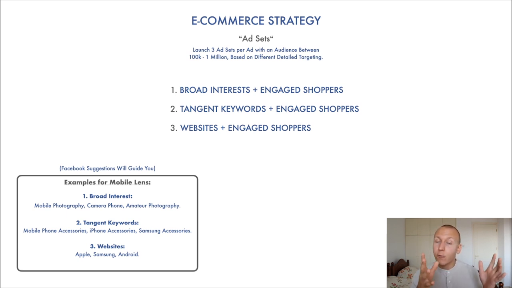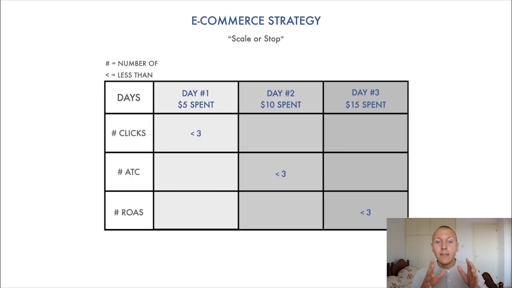that are running for a total budget of $15 a day. If that's too much, you can scale it down to $3. But remember, 3 ad sets, $5 each. The next thing we want to know is, okay, what am I going to look for? Now, this is the scale or stop part. We are going to learn how to look at these statistics too.